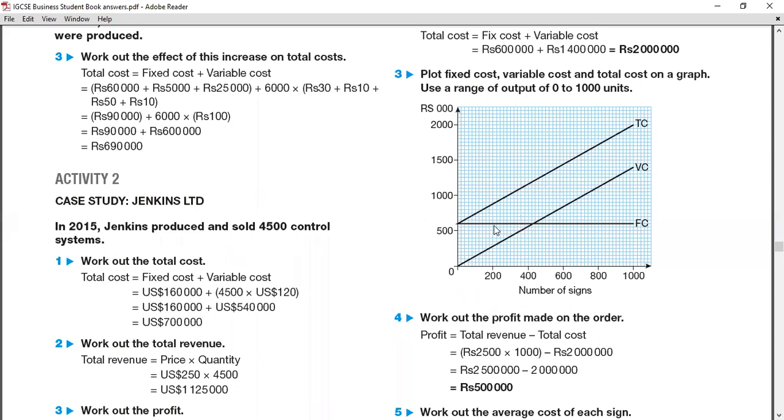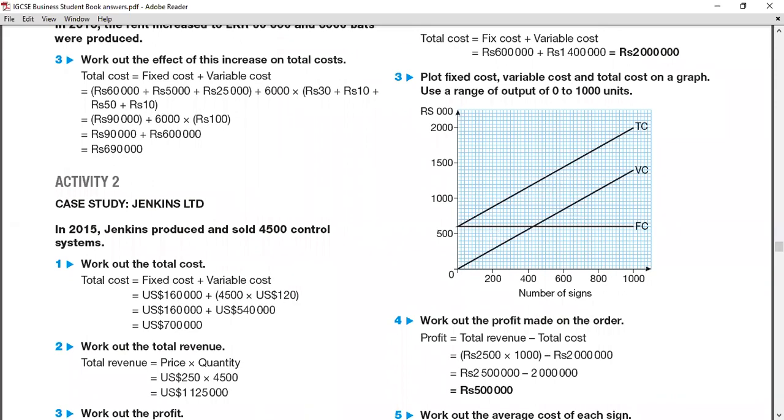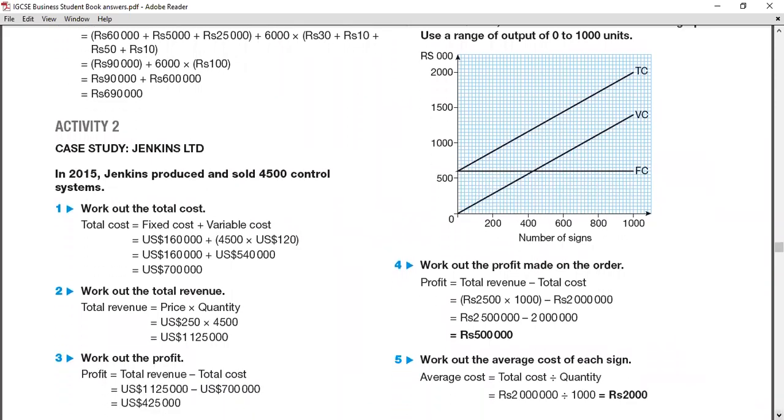So these are the normal fixed cost curve, variable cost curve, and total cost curve. You must be able to identify the curves, but there's no need to draw anything, right? Fourth question, they're asking to work out the profit made on the order.